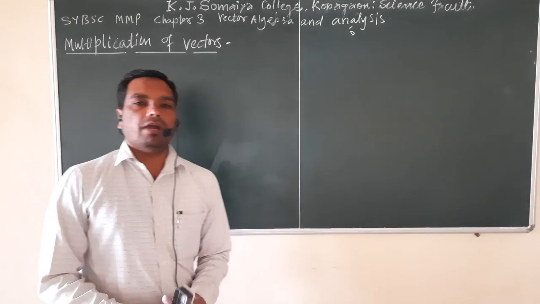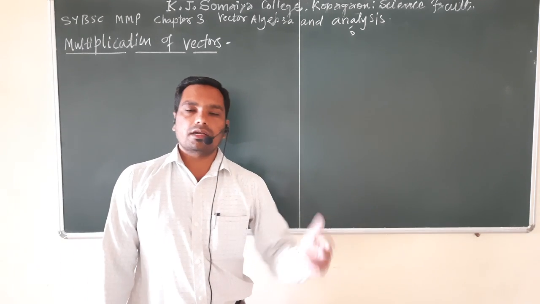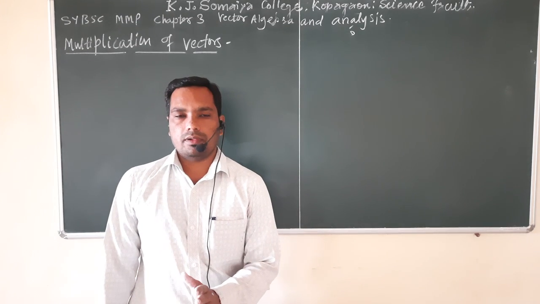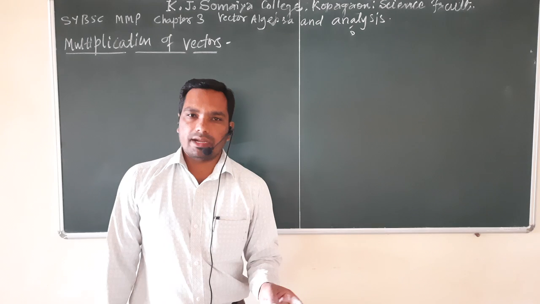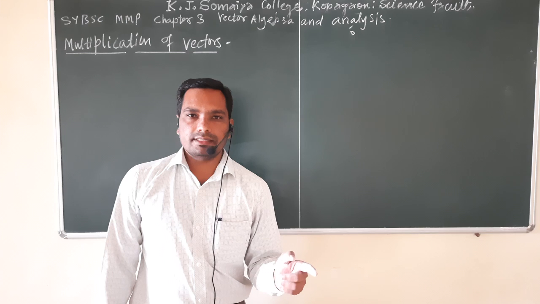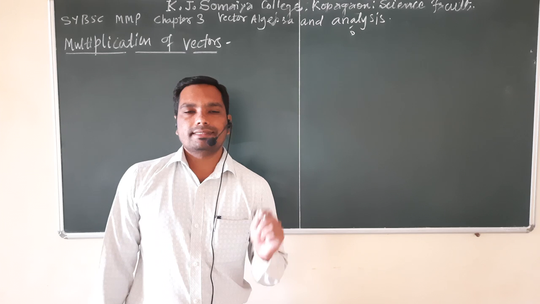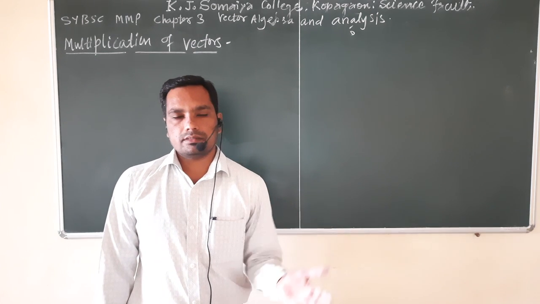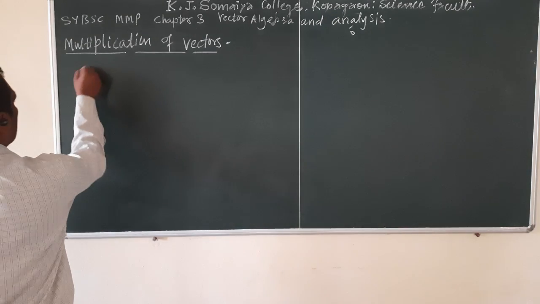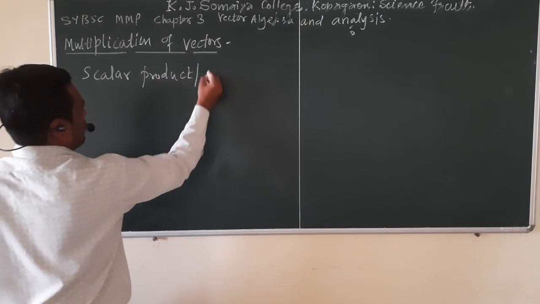By multiplication of two vectors, if we get the resultant quantity as a scalar, then their multiplication is scalar or dot product. And if we multiply two vectors and we get the resultant quantity as a vector, then such a product is cross product. So first of all, we are going to study scalar product, and in the next video we are going to study vector product. So first of all, scalar product or dot product.